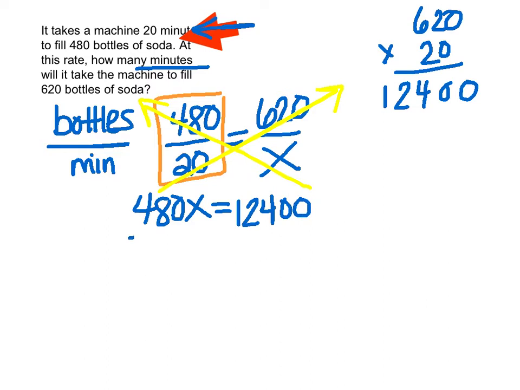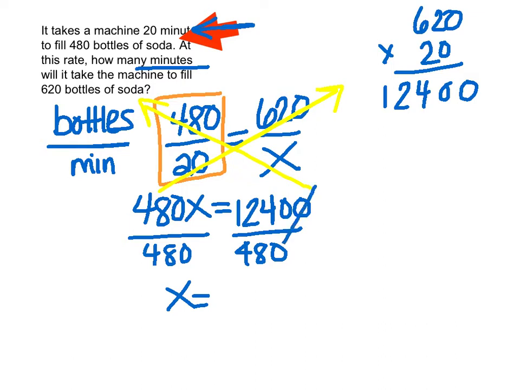To get x alone, I have to divide by 480. Now I'm going to try to simplify. I know that you can divide by 10 and those zeros go away. I also know that I can take these into primes to make this a little bit simpler, or I can just do long division. So I'm going to choose primes because I like primes. I think they make it a lot easier.